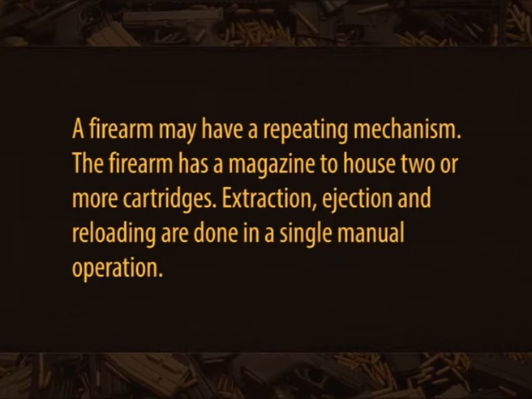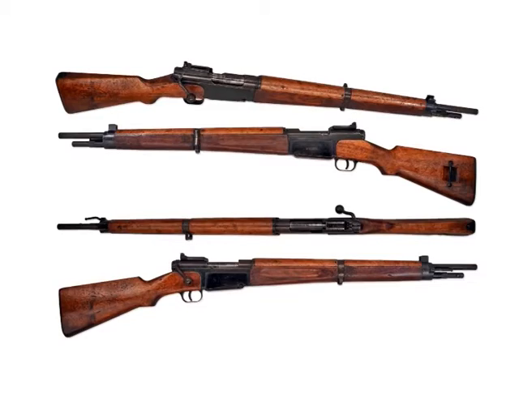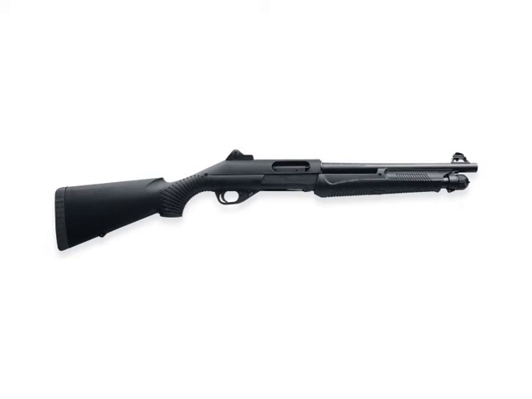A firearm may have a repeating mechanism. The firearm has a magazine to house two or more cartridges. Extraction, ejection and reloading are done in a single manual operation. Some shotguns and most of the old bolt action service rifles belong to this class. Pump action shotguns also belong to this class.